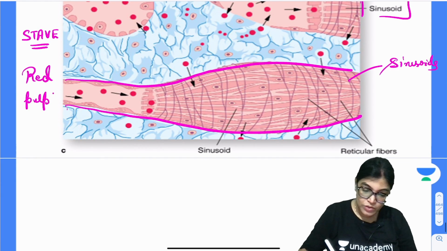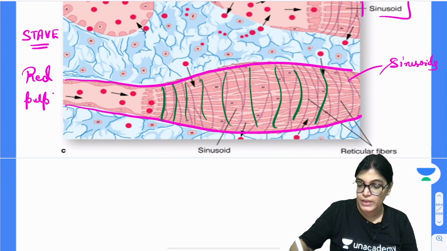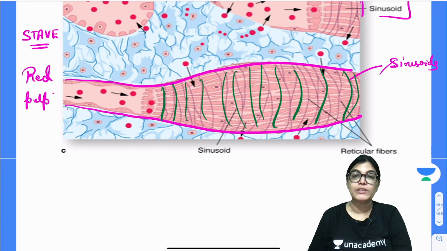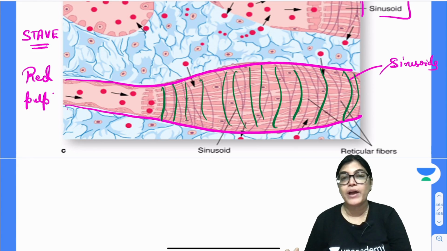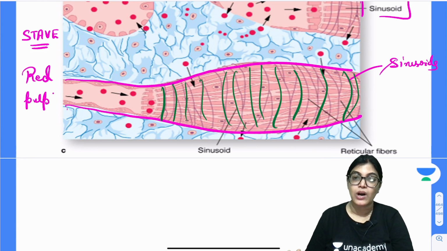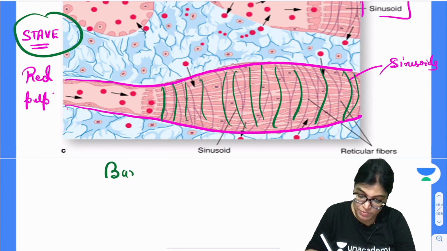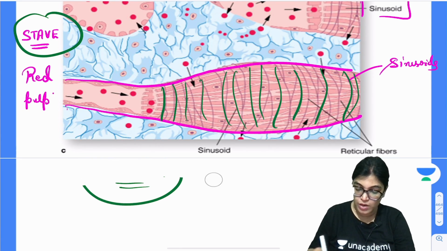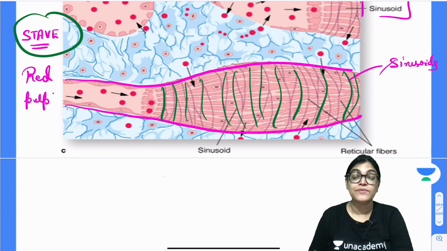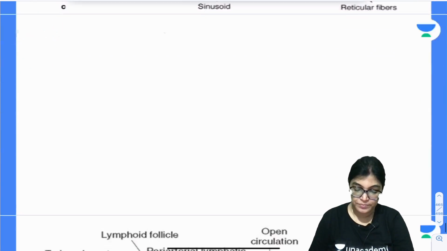So, we will focus. Let me use another color. You can see it is surrounded by reticular fibers, and this spindle shaped structure is the splenic venous sinusoids surrounded by reticular fibers, also containing few plasma cells and macrophages which will phagocytize the old and worn out RBCs. So, this whole structure is called stave cells, and the shape is barrel shaped. Spindle shaped structure and stave cells are only present in spleen, and it is a characteristic feature of the red pulp of the spleen.